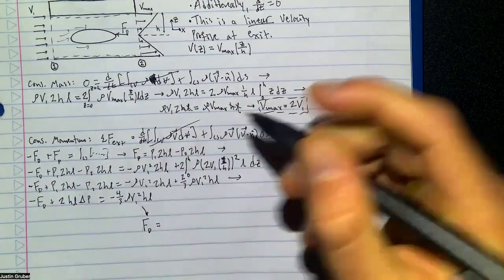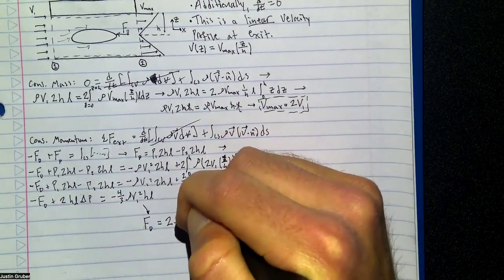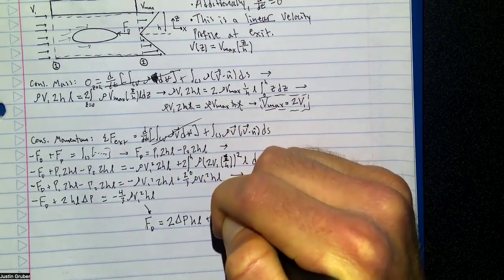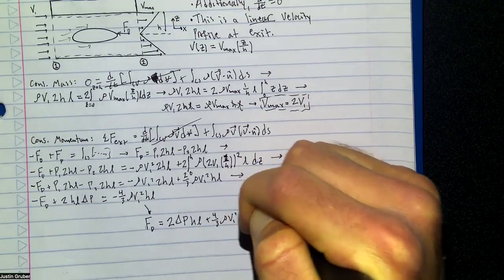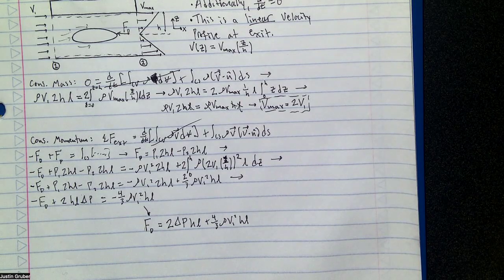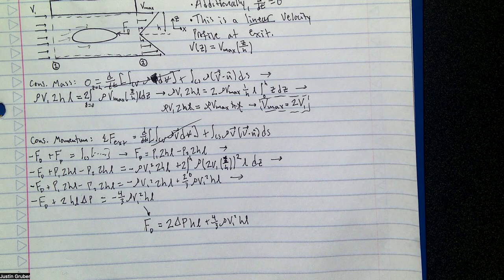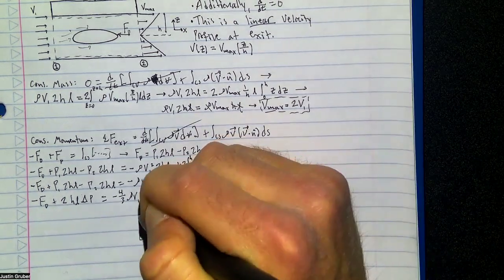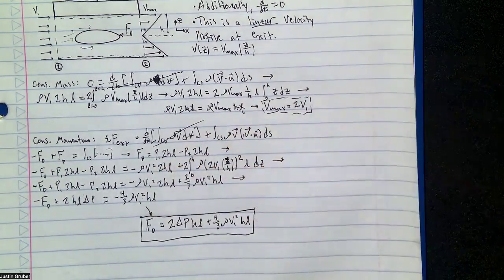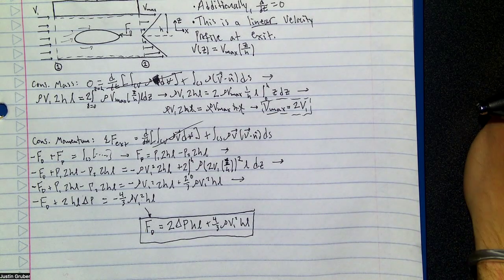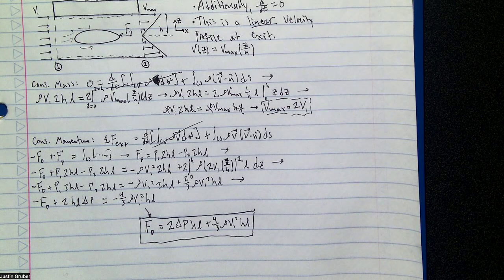All right, move that over there, move that over there. FD equals 2 delta P HL plus 4/3 rho v1 squared HL. Right? Should be that. I don't think I missed a sign anywhere. If I simplified wrong, my bad. Go correct me later. I know for sure the fluids part of it's fine. Focus on the fluids part of it. If I did my algebra wrong, hey, my bad. I do this stuff quick.